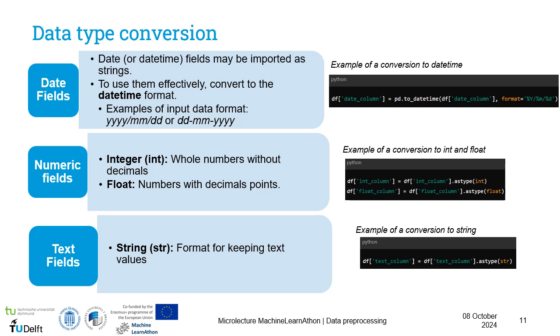Other types that allow us to perform mathematical operations are integer and float. Integer is a whole number and float is a decimal number. To use these, we are using the method astype, integer or float. The data type we are using for text is called string, and it allows us to perform specific operations with the text. For example, converting to uppercase, lowercase, selecting specific letters or parts of the text.